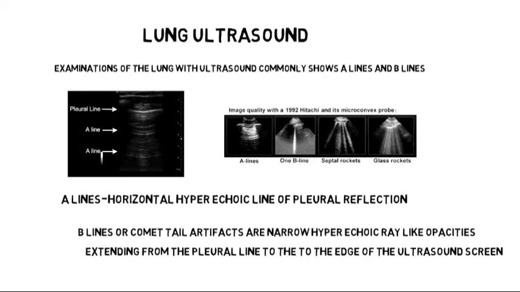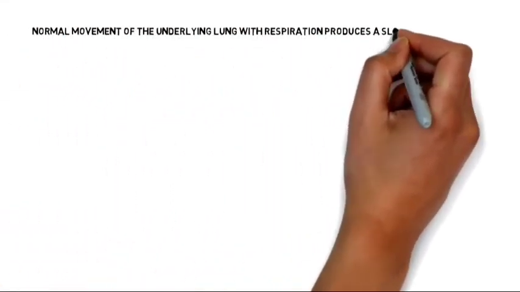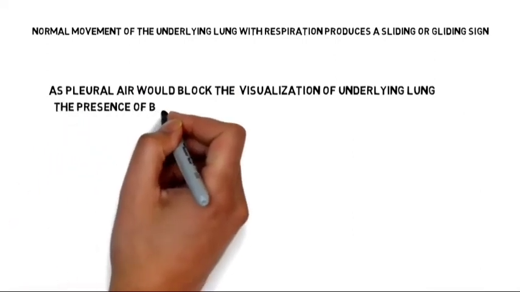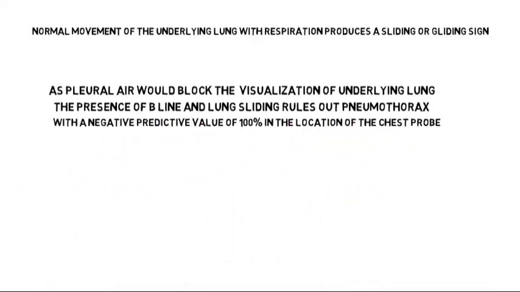In critical care setting, lung ultrasound is very important, mainly to rule out pneumothorax. Normal movement of the underlying lung with respiration produces a sliding or gliding sign. As pleural air would block the visualization of underlying lung, the presence of B lines and lung sliding rules out pneumothorax. That is, if B lines and lung sliding is present, pneumothorax is negative, with a negative predictive value of 100% in the location of chest probe.